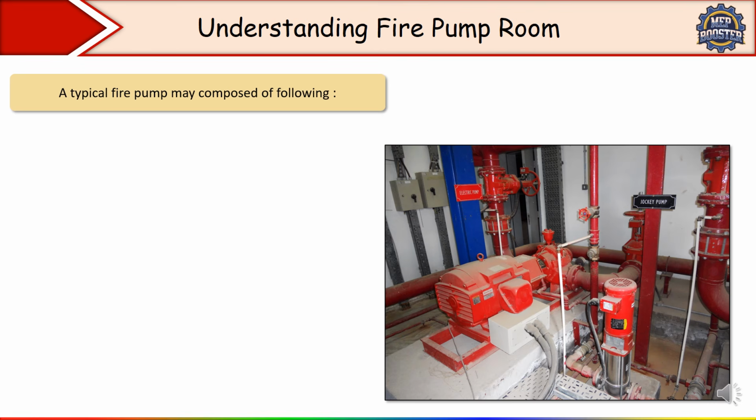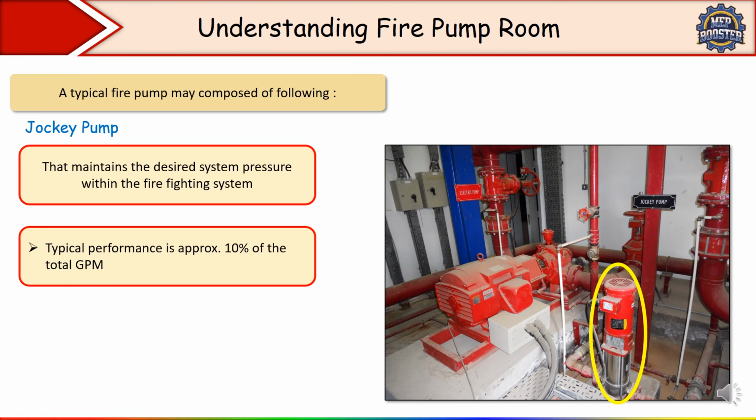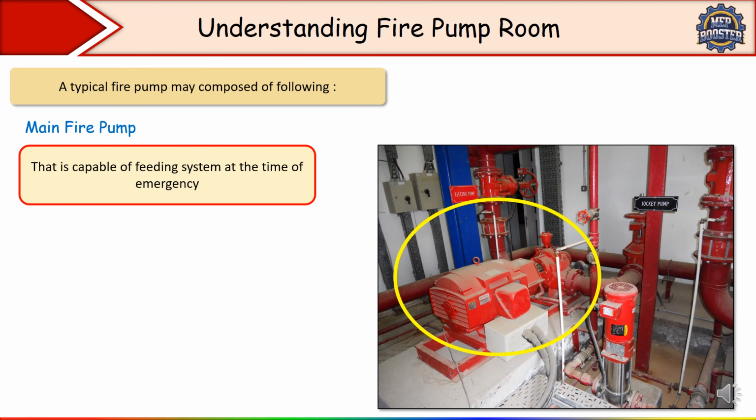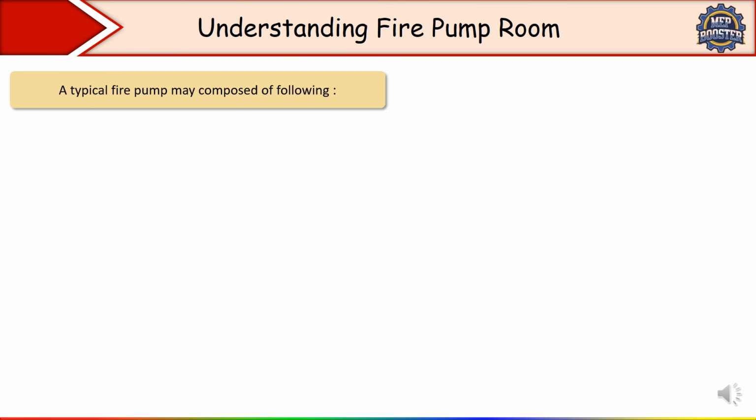So a typical fire pump may be composed of the following: jockey pumps. As you know, we have already discussed in detail, the jockey pump maintains the desired system pressure within the firefighting system. Typical performance is approximately 10% of the total GPM. Now here the second is our main fire pump that is capable of feeding the system at the time of emergency. It is typically driven by an electrical motor and supplied with firefighting water from an inexhaustible source.